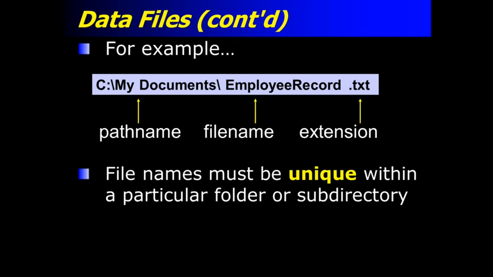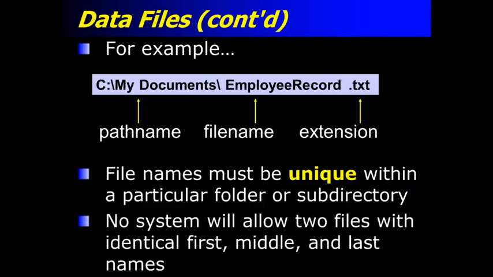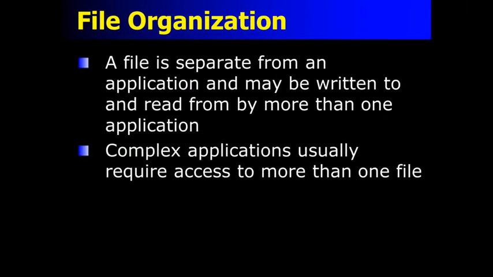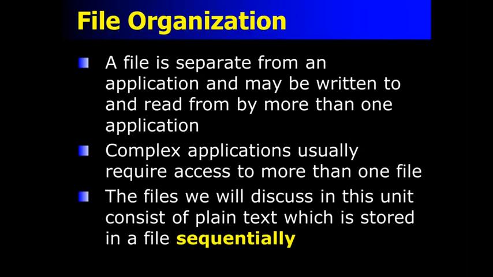Okay? As long as you don't have 2 files with the same first, middle, and last name, the system allows it. Because otherwise, it wouldn't know how to organize those files because they'd be too identical. So no 2 identical first, middle and last names on any system. And that's Mac, PC, Unix, whatever. Okay, so these files are organized into various formats.